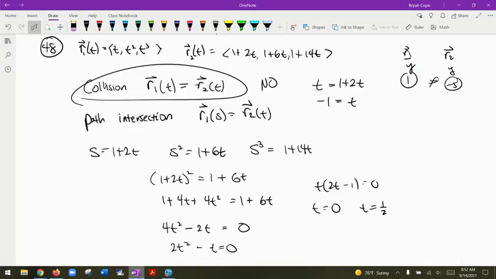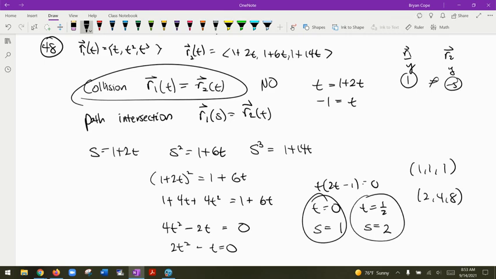Okay, so this leads us to s value when t equals 0 of 1 and s value when t equals 1/2 of 2. So the actual points where they would intersect would be at the point 1, 1, 1, because if s equals 1, that's what happens there. And then also at the point 2, 4, 8, using this and using that. Remember that what we did here was the first one was s, so it's like s, s squared, and s to the third. So you can take your s value and find those values that way.